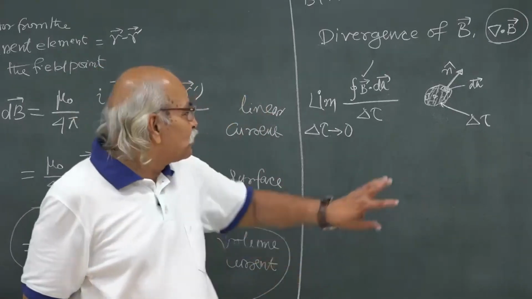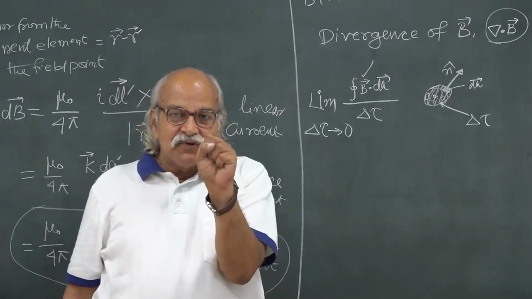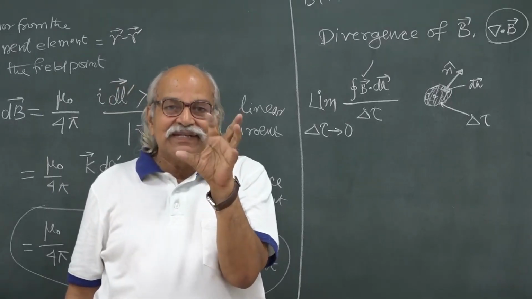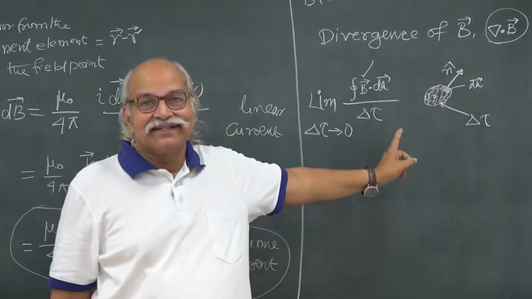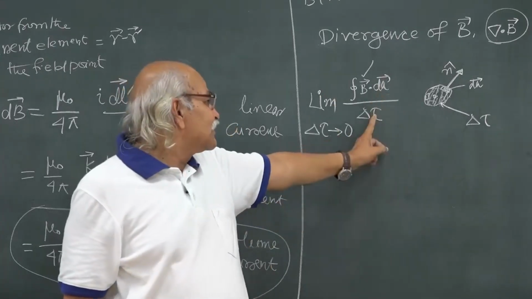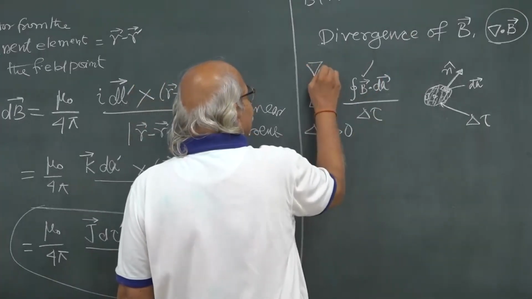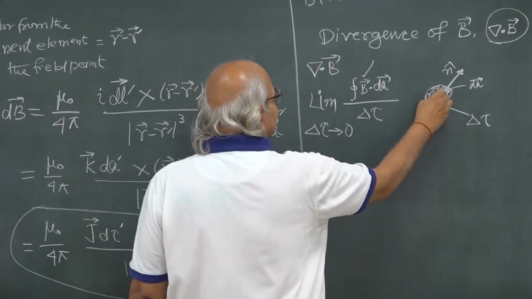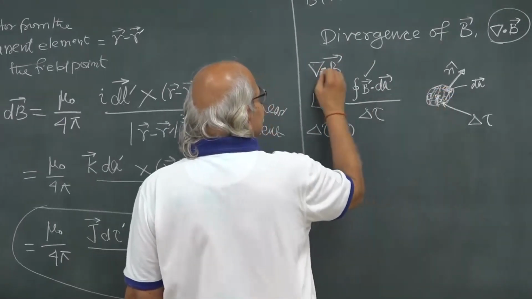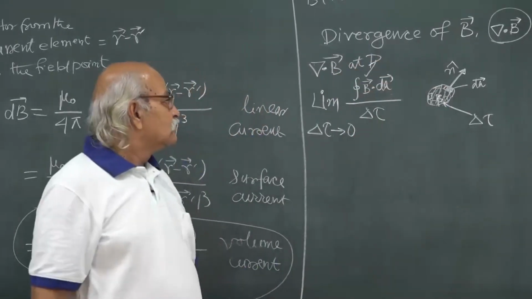So, that means this operation is to be done on a very small volume. You take the limit as this delta tau tends to 0. This quantity is known as the divergence of B at P. If you name this point as P, then this is the divergence of B at P.